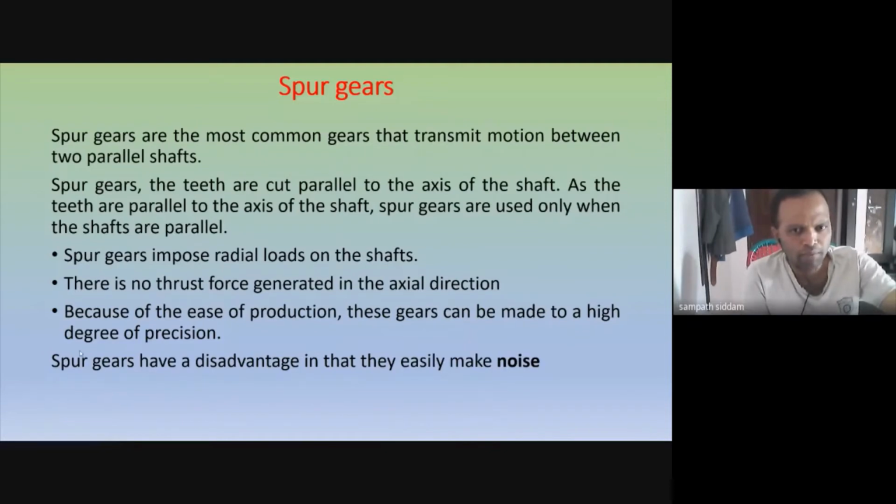Because of this, production is very easy, and the gear can be made to a higher degree of precision, because production is cheaper due to the not very complicated shape. Production is simple, it is mostly used, and the efficiency of power transmission is also high enough. Spur gears have one smaller disadvantage: they make noise. That is a major problem. In modern days, for many applications, you do not go with spur gears. Okay, next we move on.